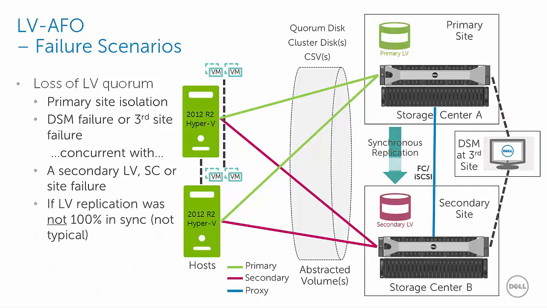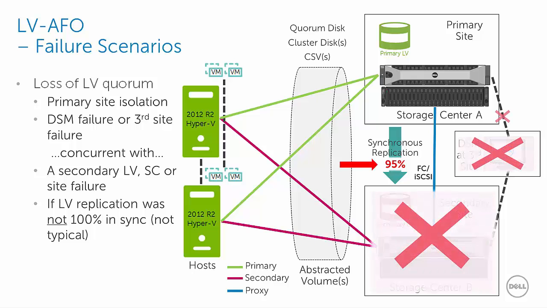If for some reason the live volume is not 100% in sync at the time the primary site becomes completely isolated, which would not be a typical situation, then the primary live volume will not go offline given a loss of quorum. The storage center with the primary live volume would know, given this situation, that the secondary live volume is unable to assume a primary role because it was out of sync when quorum was lost.